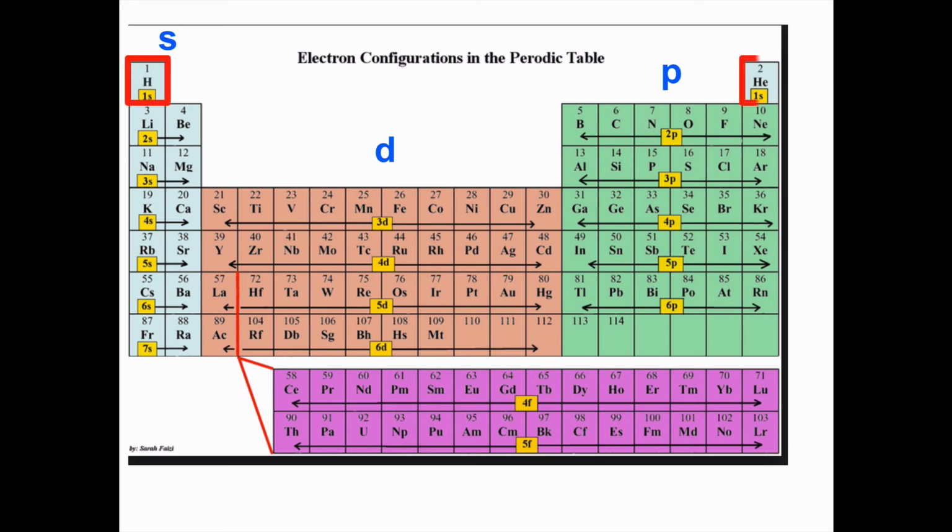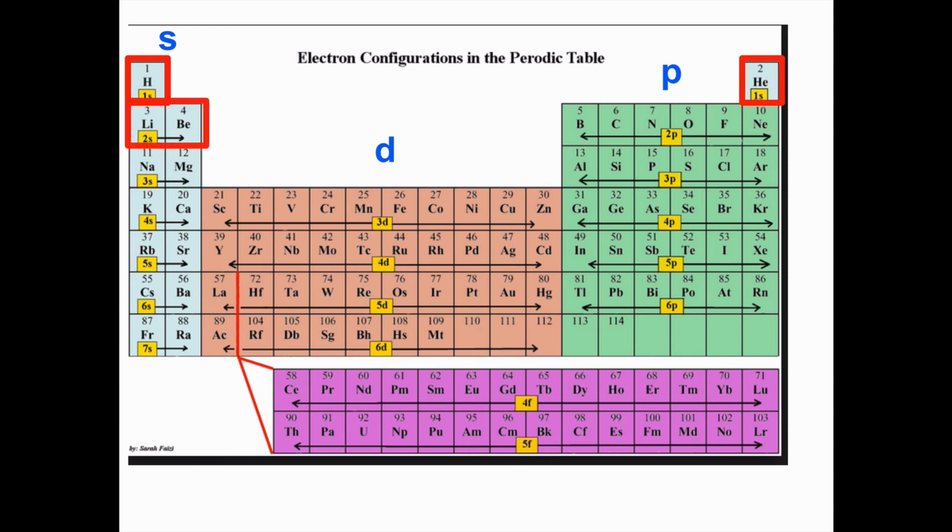All right, so first the 1s fills. Helium's over on the side of the noble gases because that's it, right? Those are the outer electrons for helium. And we'll talk about outer electrons in a second. So the 1s is filled.